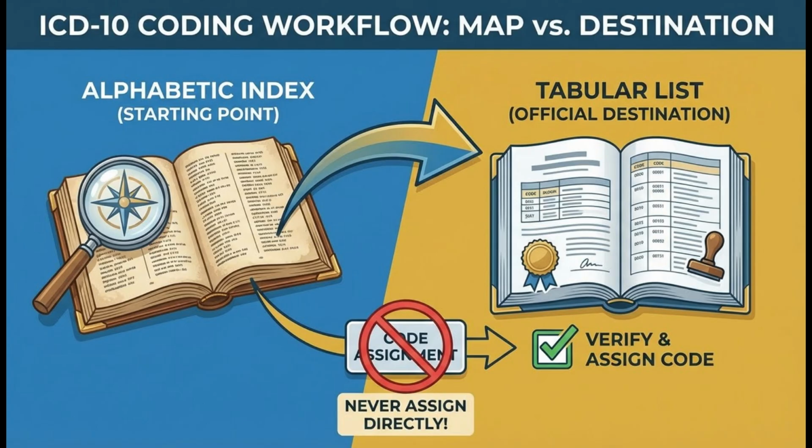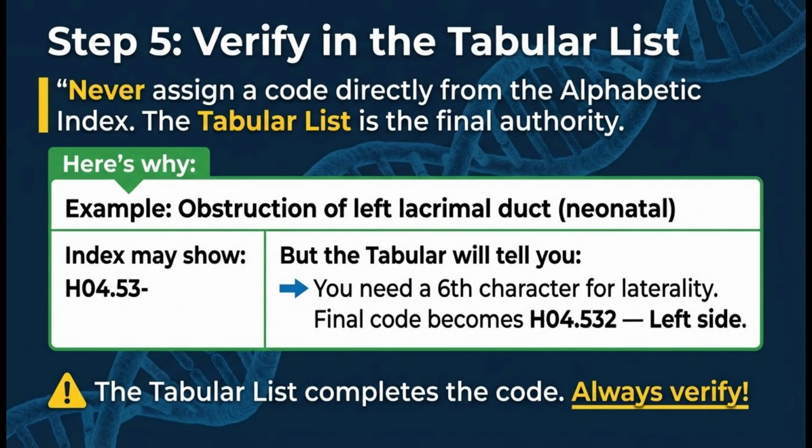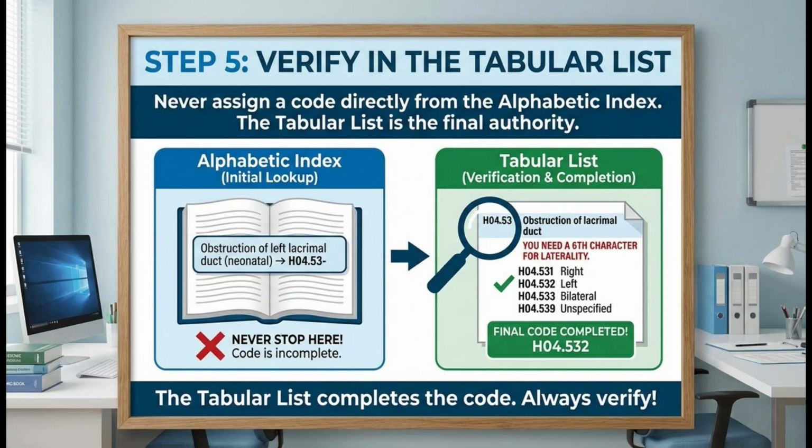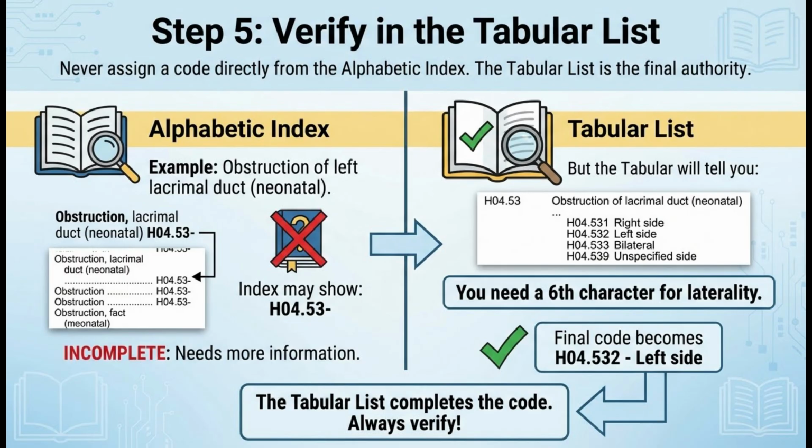Example: obstruction of the left lacrimal duct, neonatal. When you look this up in the index, you'll probably land on H04.53. Looks complete, right? But here's where new coders get into trouble. Once you open the tabular list, it tells you this code requires a 6th character for laterality. Right? Left? Bilateral? The index doesn't show that. So when we verify in the tabular list, we find the correct full code, H04.532, left side. This is the complete, accurate, billable code.